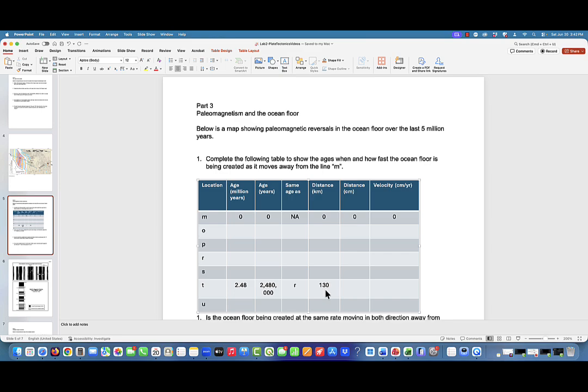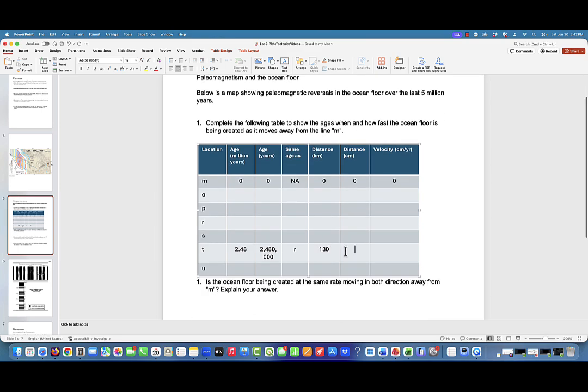And that's in kilometers. Remember how we convert from kilometers to centimeters? We add 5 more zeros. So 130, 1, 2, 3, 4, 5. And then I'm just going to put in commas as placeholders so I can read it a little easier. That's going to be 13 million centimeters.